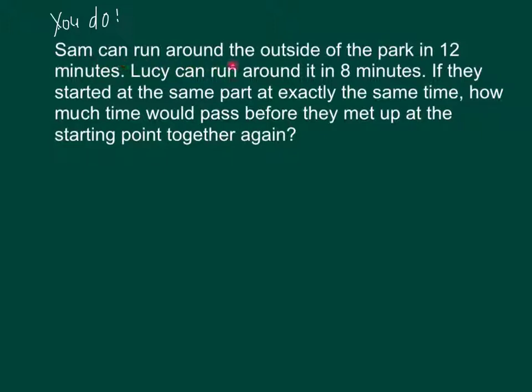So Sam can run around the outside of the park in 12 minutes, and Lucy can run around it in 8 minutes. If they started at the same part at exactly the same time, how much time would pass before they met up at the starting point together again.